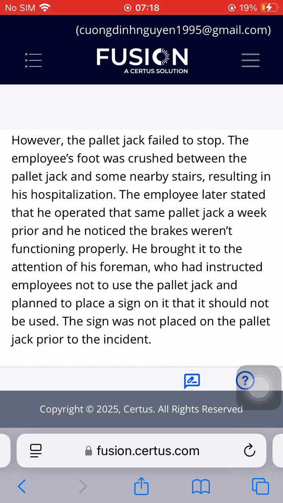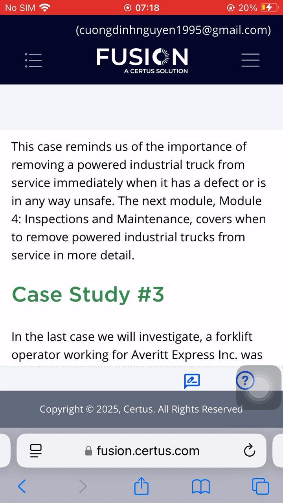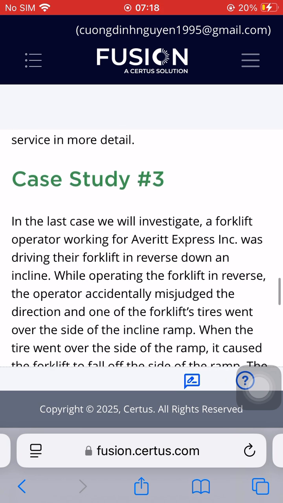The employee later stated that he operated that same pallet jack a week prior, and he noticed the brakes weren't functioning properly. He brought it to the attention of his foreman, who had instructed employees not to use the pallet jack and planned to place a sign on it that it should not be used. The sign was not placed on the pallet jack prior to the incident. This case reminds us of the importance of removing a powered industrial truck from service immediately when it has a defect or is in any way unsafe. The next module, Module 4, Inspections and Maintenance, covers when to remove powered industrial trucks from service in more detail.